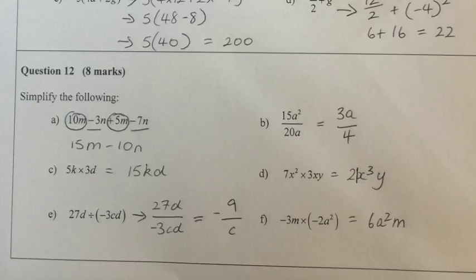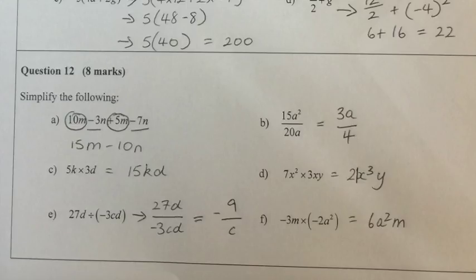B, 15a squared over 20a. Okay, so we can cancel out our like terms, so both 15 and 20 are divisible by 5. And there's an a squared up the top and an a down the bottom, so we can also cancel out one of those a's. So we've got 3a over 4.